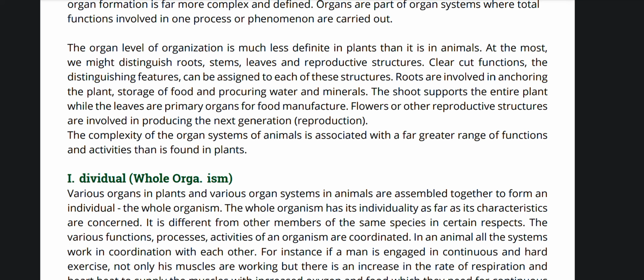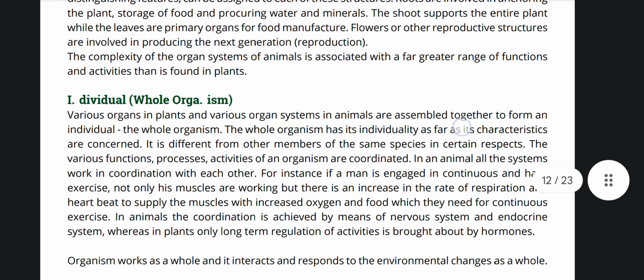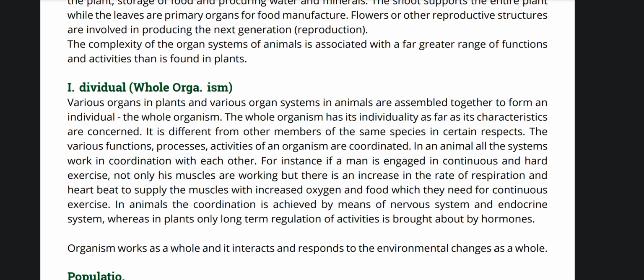Roots are involved in anchoring the plant, storage of food, and procuring water and minerals. The shoot supports the entire plant, while the leaves are the primary organs for food manufacture. Flowers or other reproductive structures are involved in producing the next generation. The complexity of the organ systems of animals is associated with a far greater range of functions and activities than is found in plants.